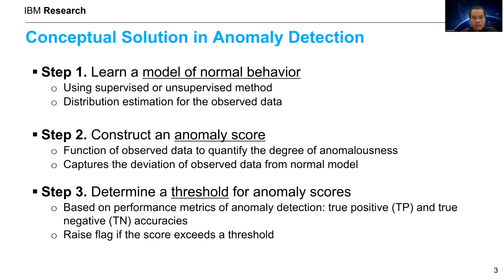Here we present a conceptual solution for an abnormality detection algorithm. For this approach, there are three main steps. The first one is to learn a model from the normal behavior, so it can be a supervised or unsupervised method. In this one, we are particularly interested in methods to learn the distribution estimation from the observed data.